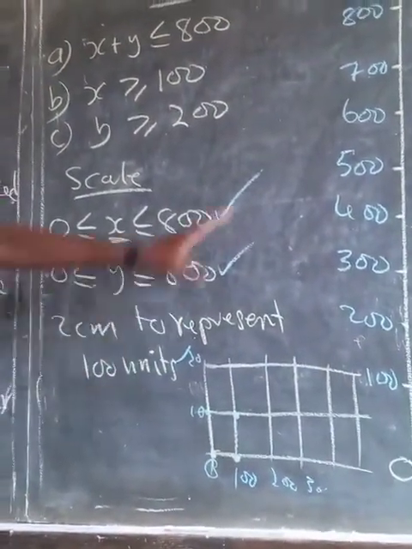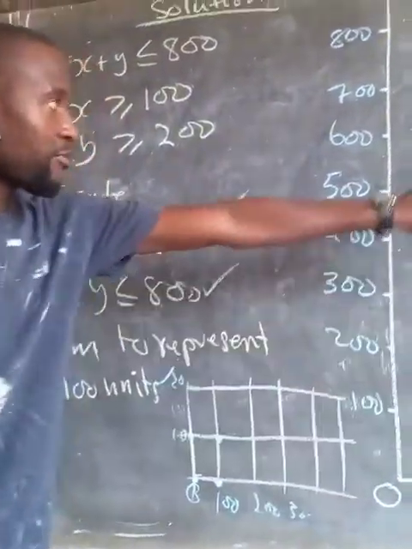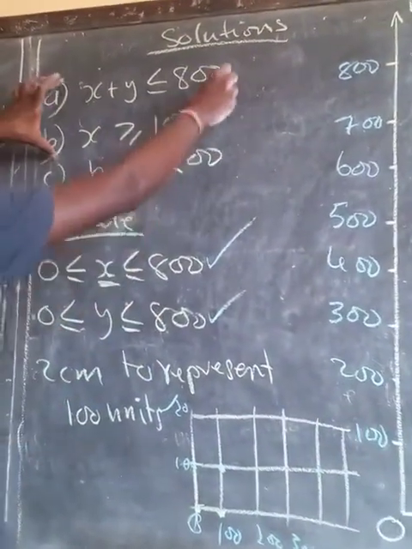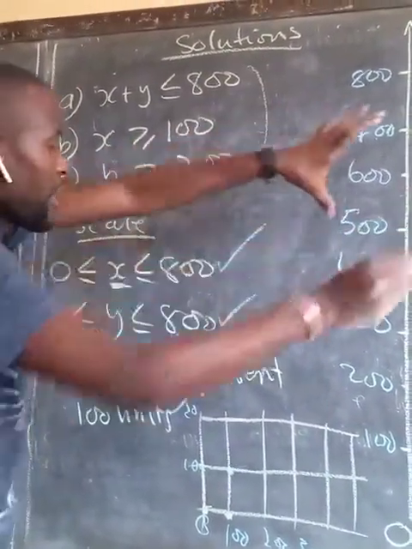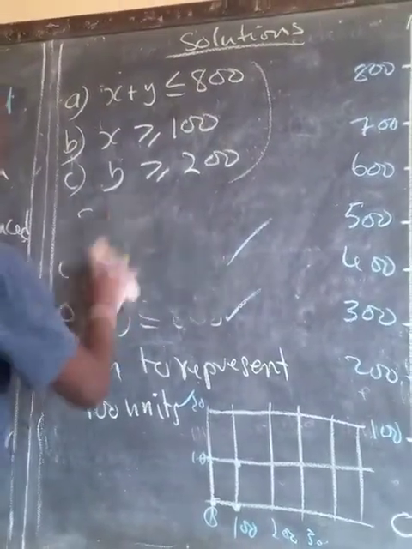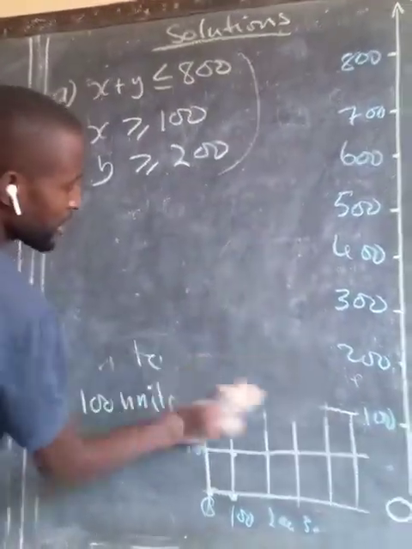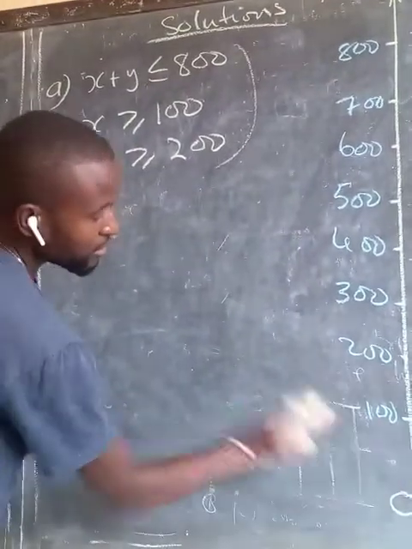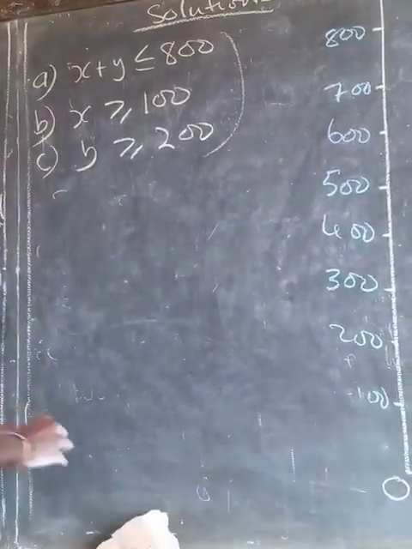Once you draw the scale and the graph like that, you still need to represent the inequalities on it. It will be very simple. So how do I do it? Okay, we are done with the scale. Let's see now how we can do these inequalities.